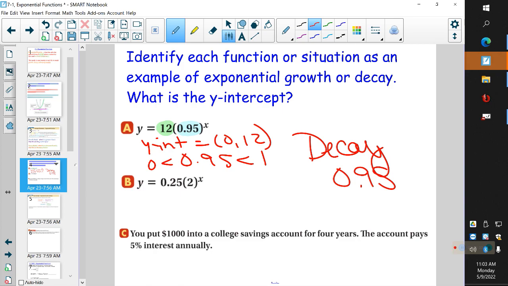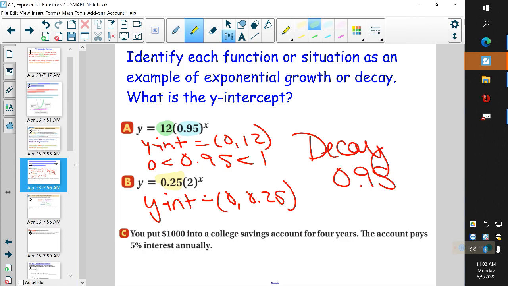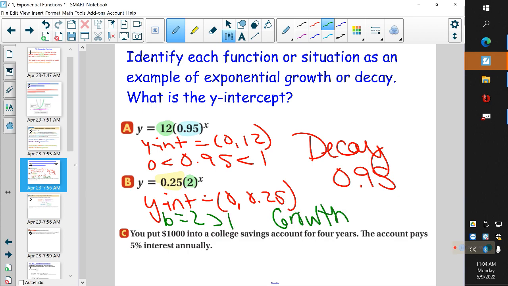The next one, what is going to be my y-intercept? My y-intercept is this right here. That right there, 0.25, is my y-intercept, and then I'm going to have my b value. Your b value is going to be right here. Is that going to be greater than 1? Yes, it is. So therefore, that is going to be a growth. And my growth factor is going to be 2. Okay?